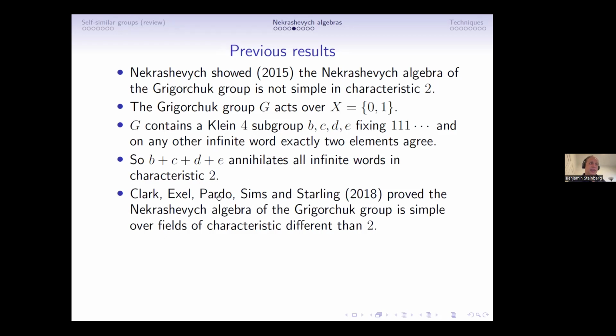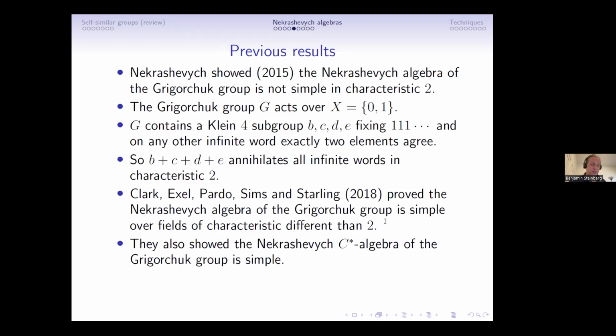So, Clark, Axel, Pardo, Sims, and Starling, in a paper that came out in 2018, proved that the algebra of the Grigorchuk group is simple over fields of characteristic different than 2. They also rediscovered that it was not simple in characteristic 2. I think when they wrote the paper, they didn't know about Nekrashevych's paper. And they also showed that the C-star algebra is simple. Well, that's what the next line says.